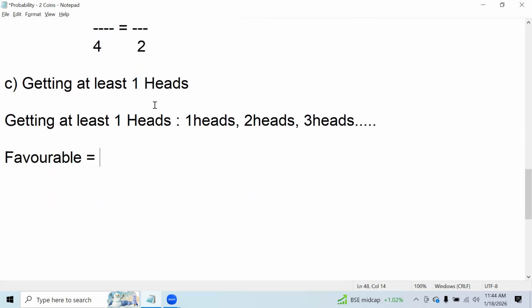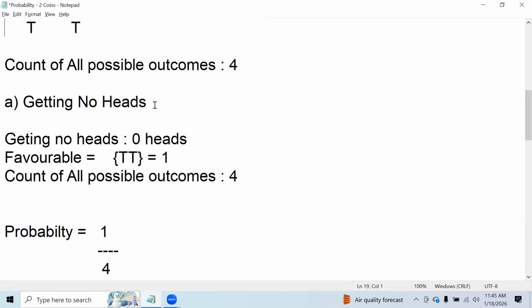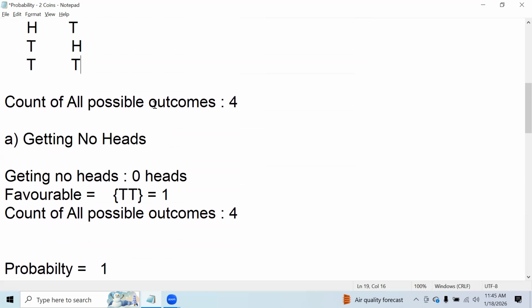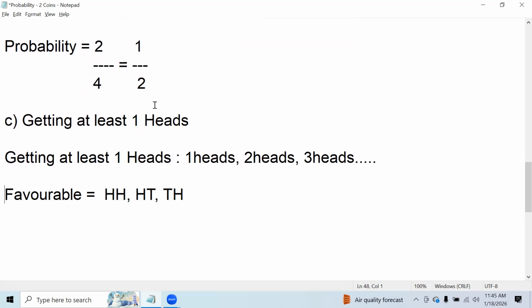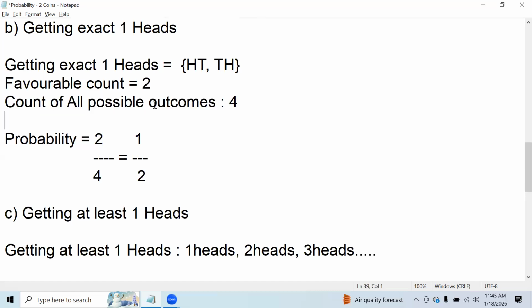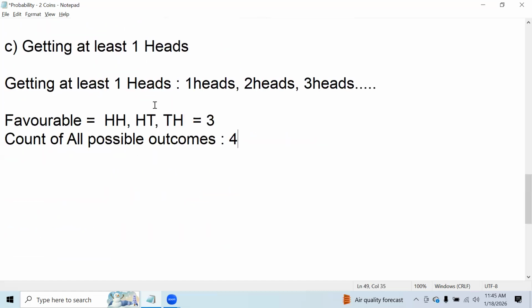So HH is favorable because we have two heads here. HT is also favorable because we have one head here. And TH is also favorable. Only the last one, TT, is not favorable, because we want at least one head and here we have zero heads. So we can say that the favorable outcomes are 3. And the count of all possible outcomes is the same, it's 4 for all two coin problems. So the probability for getting at least one head will be favorable outcomes 3 upon all possible outcomes 4. Thank you.